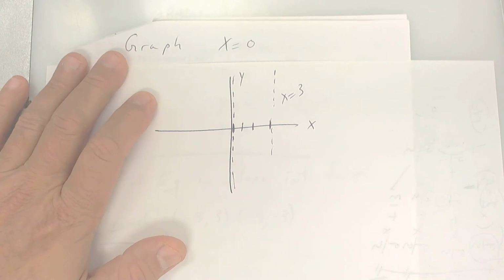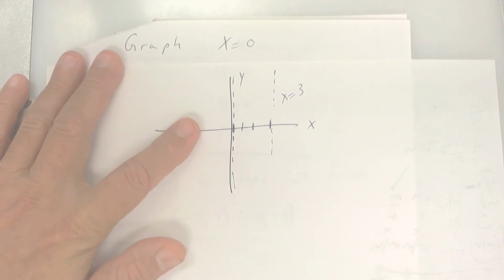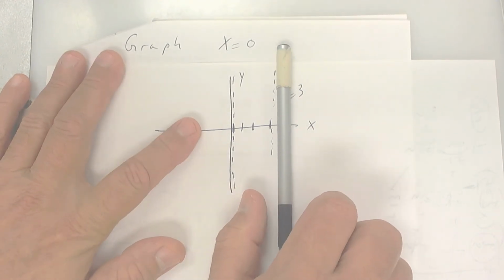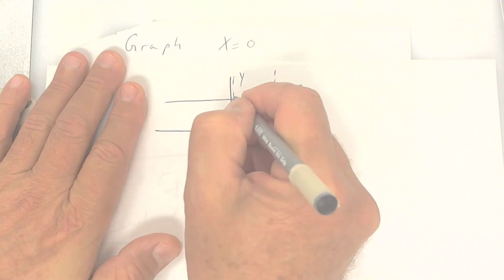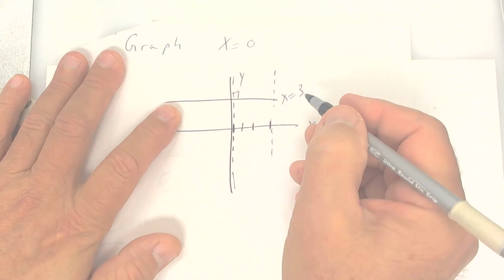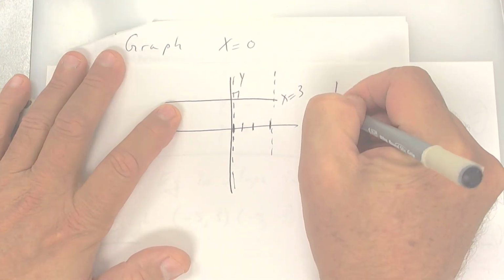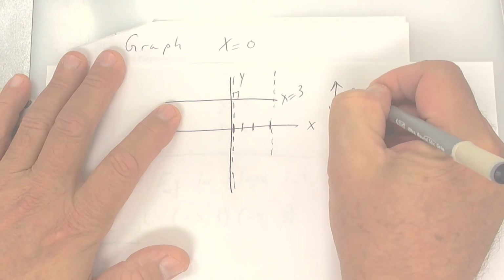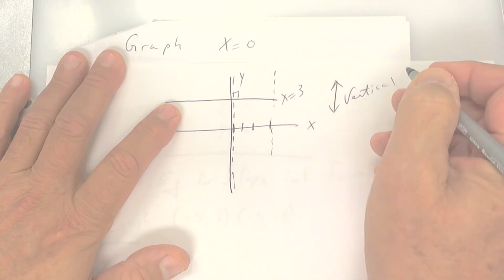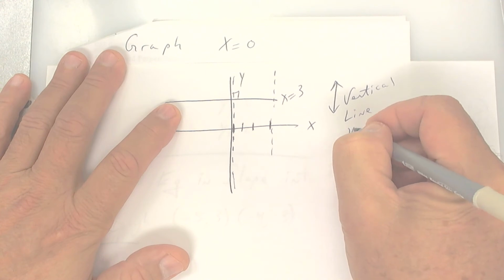Okay. So if you want parallel to that, you would have to use undefined slope because a vertical line is undefined. If you want perpendicular, you would have to use 0 slope. Okay, so write this down. Vertical line has undefined slope.